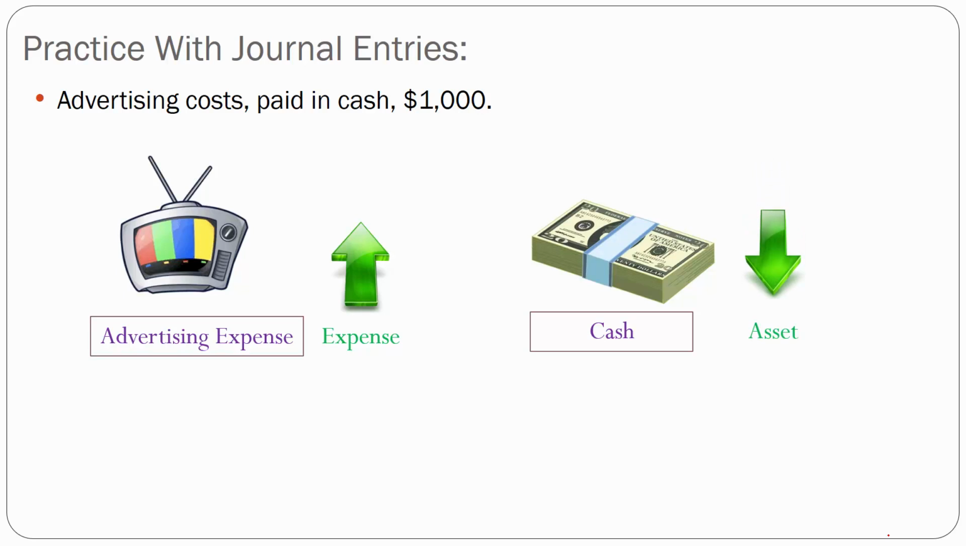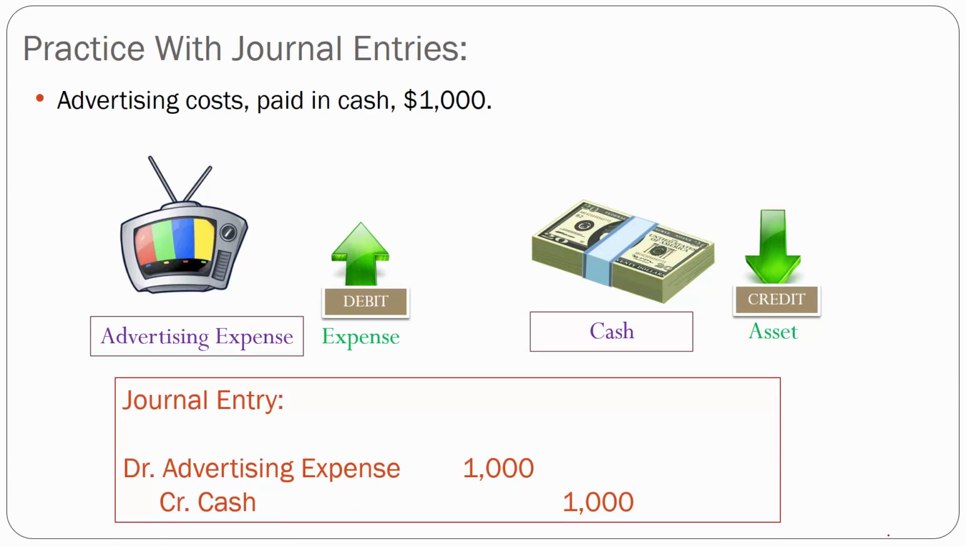According to our rules of debits and credits, to increase an expense, you give it a debit. To decrease an asset, you give it a credit. And then we can build our journal entry. Debit advertising expense for $1,000, credit cash for $1,000.